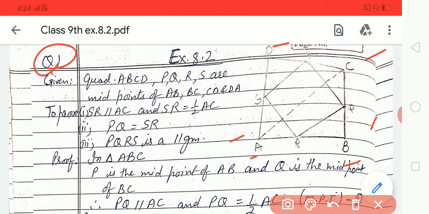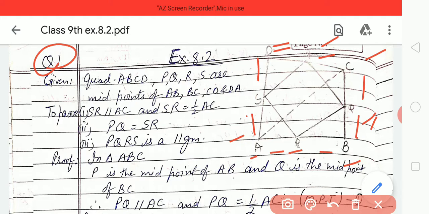ABCD, and we are given some midpoints, P, Q, R, S. So what do you mean by a midpoint? A midpoint bisects a line segment into two equal parts. So what we are given ultimately is AP equal to PB, BQ equal to CQ, CR equal to RD, DS equal to AS.